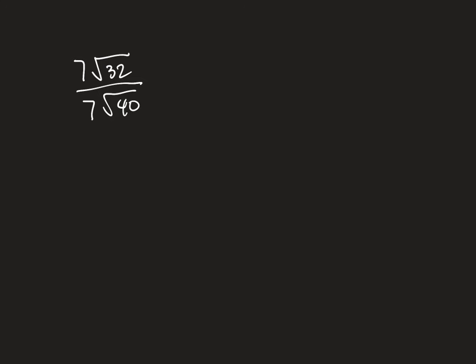So let's try and simplify and rationalize 7 square root of 32 over 7 square root of 40. I start off by reducing, and I notice that I can reduce my coefficients this time. In fact, 7 over 7 just reduces to 1, so those guys cancel out. I also notice that I can reduce 32 over 40. Both of those are divisible by 8.